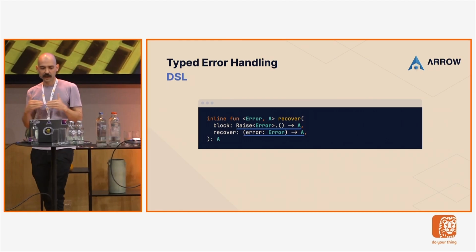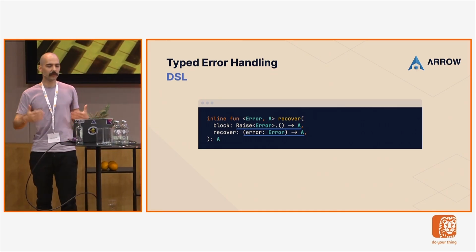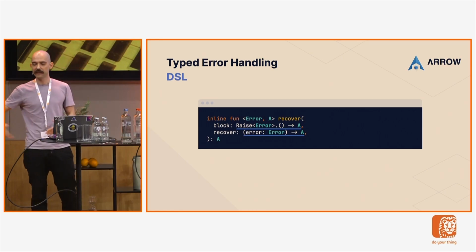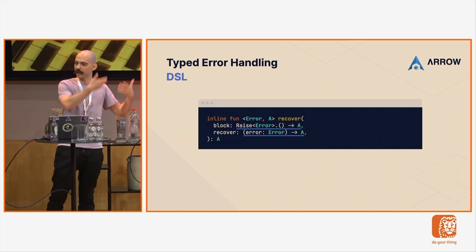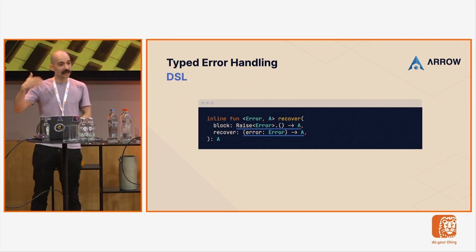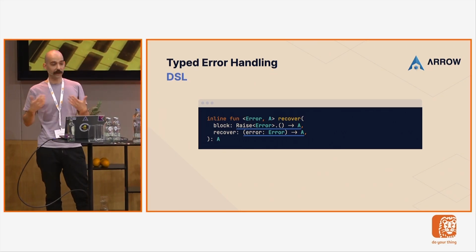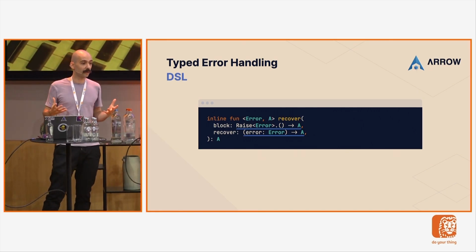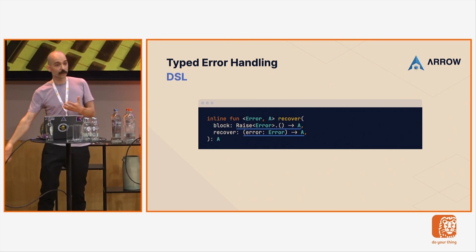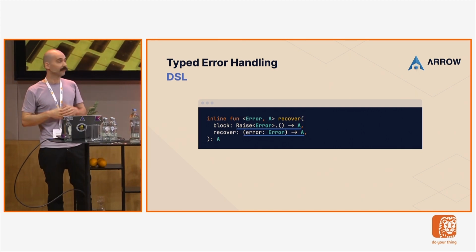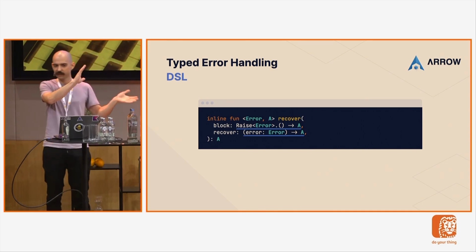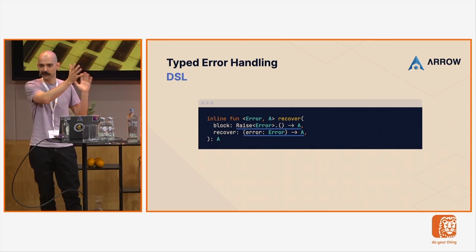So the first lambda says, okay, I'm going to execute a program that results in a value of A, and there's potentially going to be a raised error. And in the second lambda, you need to provide an error handler for that potentially raised error, right? And that's going to make sure that you can never call a raise-based program without also handling the error. So this is kind of like typed exceptions, but in a Kotlin DSL jacket.